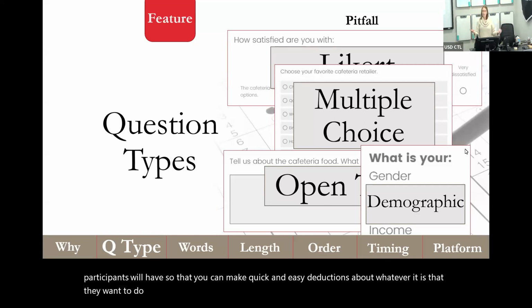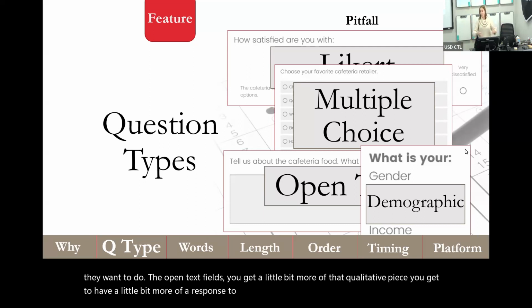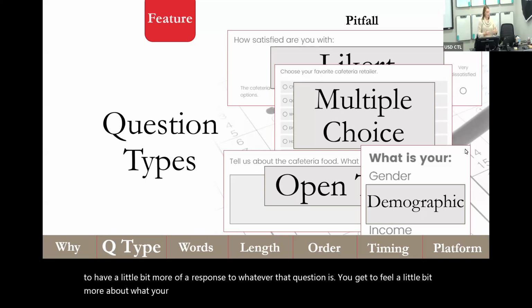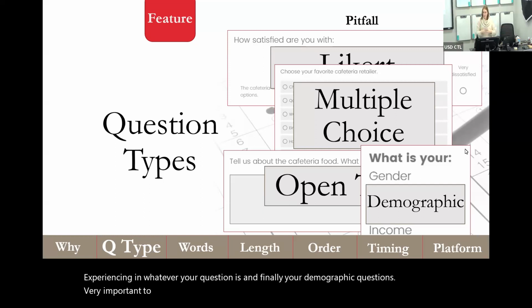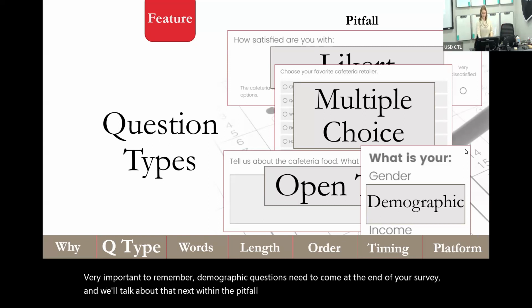The open text fields, you get a little bit more of that qualitative piece. You get to have a little bit more of a response to whatever that question is. You get to feel a little bit more about what your respondents are experiencing in whatever your question is. And finally, your demographic questions. Very important to remember. Demographic questions need to come at the end of your survey, and we'll talk about that next within the pitfall area.